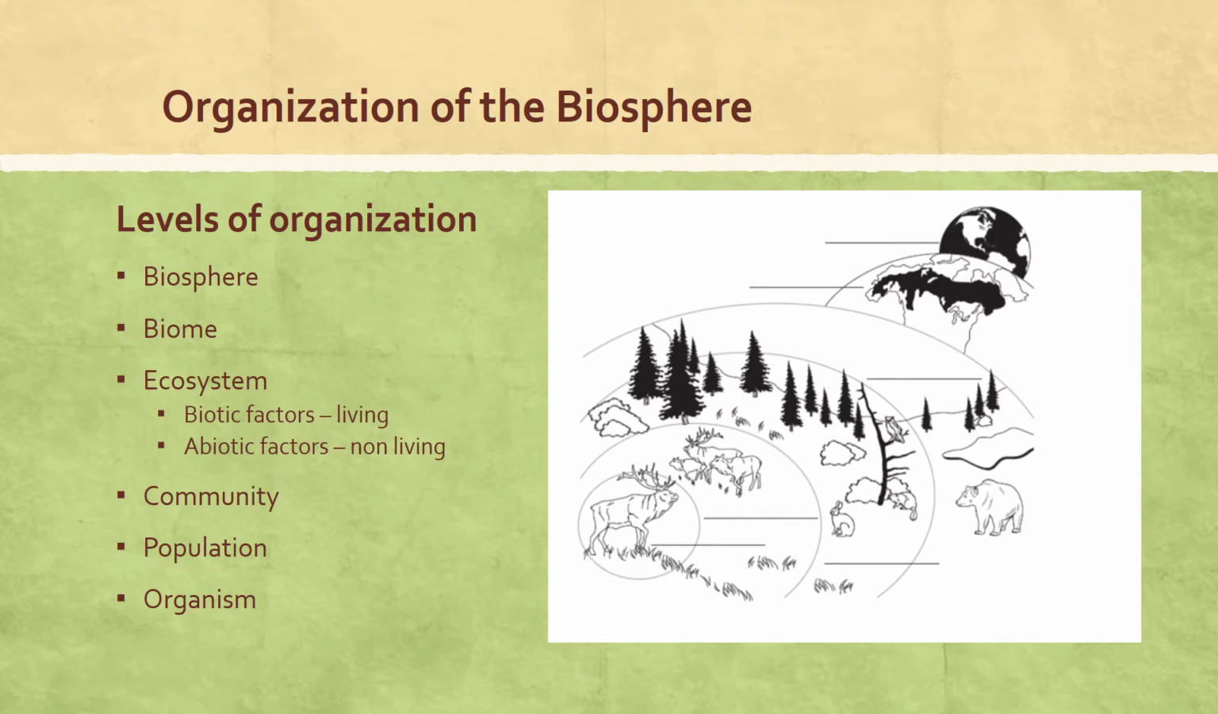So if you look at this image here, the biosphere is the Earth. The biome shown here is this area. That's probably a tundra, just south of the tundra, and that is called the biome. The biome is a tundra. And then under the tundra, we have an ecosystem. And ecosystems are made up of two things: biotic factors, which are living, and abiotic factors, which are non-living.